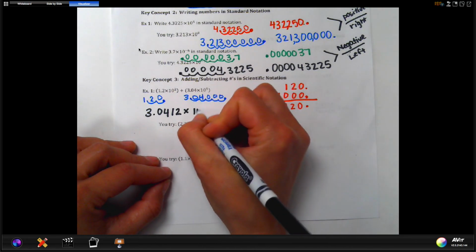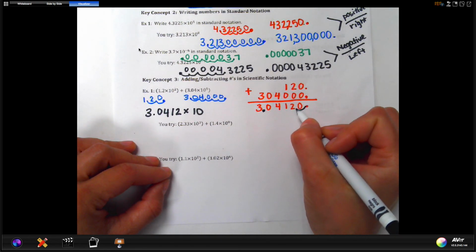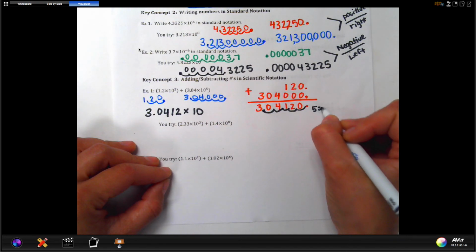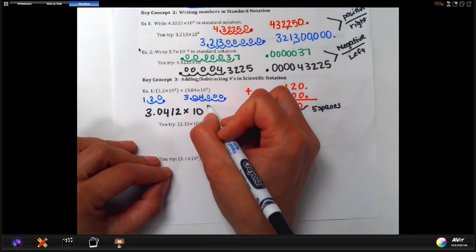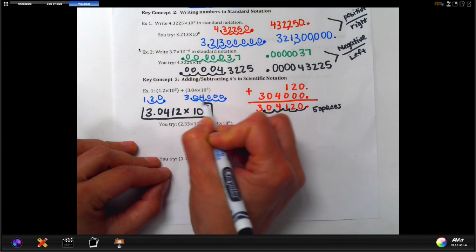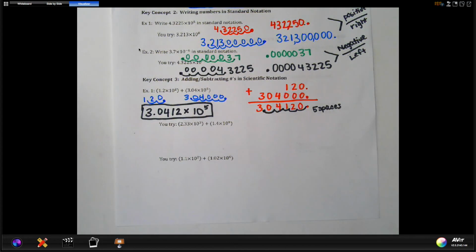Times 10 now, and the number of spaces I would have to move that is 1, 2, 3, 4, 5 spaces. So the exponent that I put on there would be a 5. And this is the answer in scientific notation. 3.0412 times 10 to the fifth power.